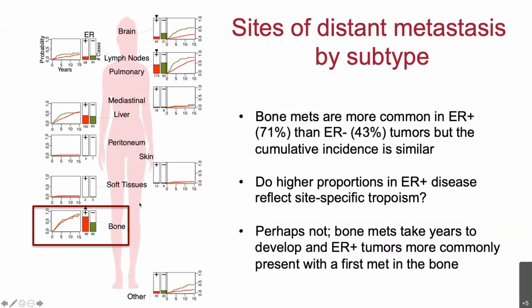If we call this out, what's intriguing is that we certainly see that difference in proportions, but actually they have a similar cumulative incidence. And this starts to open up questions as to why we see these kinds of site-specific tropisms by ER status. Given that many of these ER positive patients often develop a bone met first, this may potentially explain it. It's also the case that bone mets may take a number of years to develop, and so this is less commonly observed in the triple negative cancers.